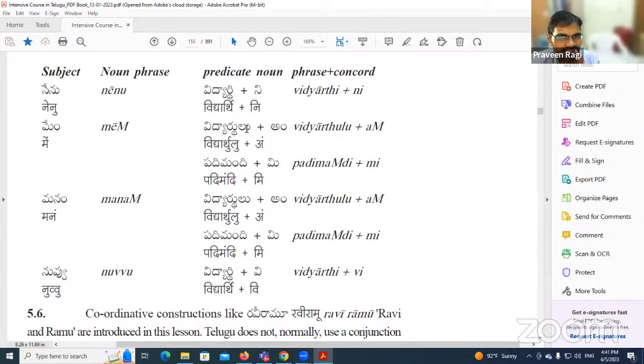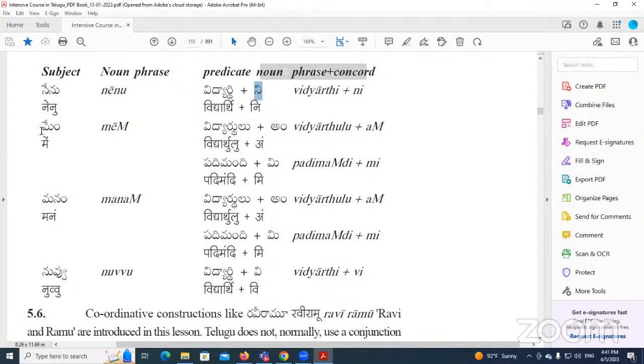Actually, male student means vidyardhini, female student means vidyardhinini. So ni is the suffix for any gender, male or female. So if spoken by a male, it is the right answer. Okay, continue with this one.